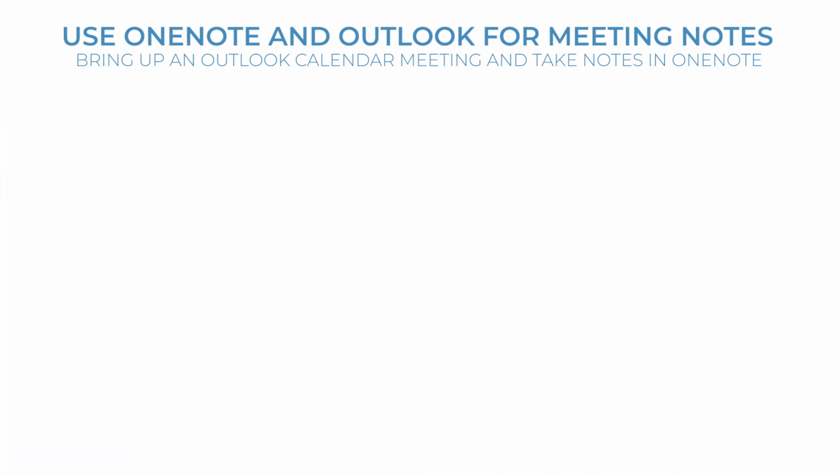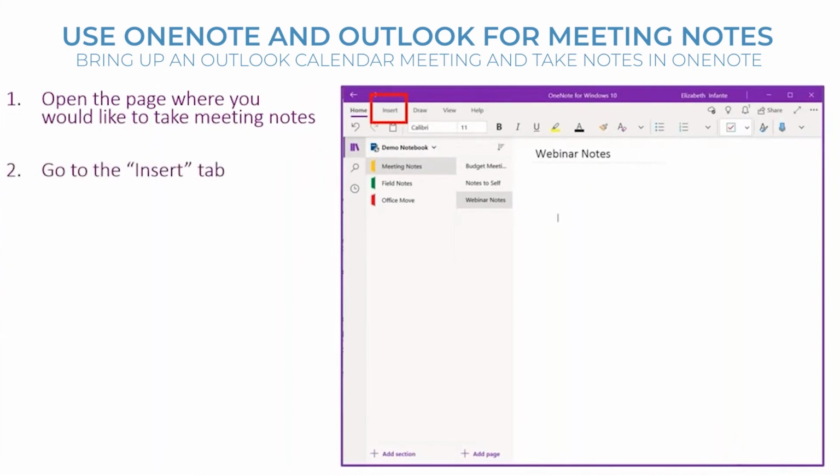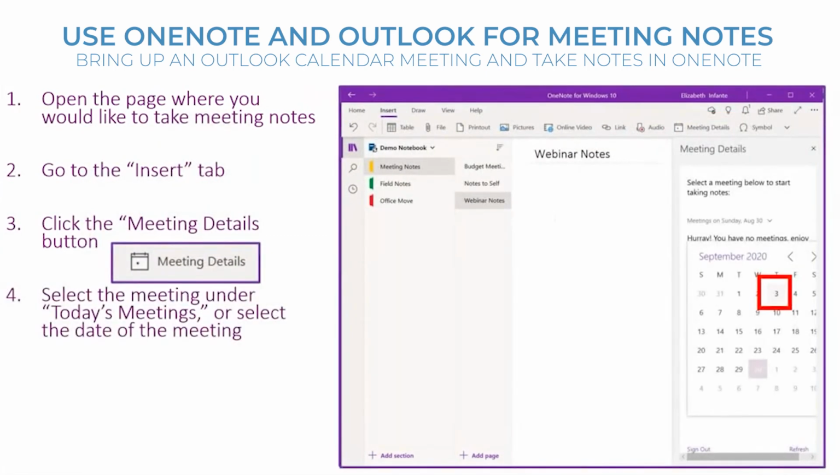You can use OneNote and Outlook for meeting notes, which is a great integration. You can go right from the meeting to taking notes. And to do this, you can open the page where you would like to start taking the meeting notes in your OneNote notebook, and you're going to go to the Insert tab. From the Insert tab, you'll see the Meeting Details button. You'll click on that, and you'll select the meeting that you'd like to take notes on. If you have meetings that day, you can click on today's meeting, or you can click on the calendar and select the date of the meeting.